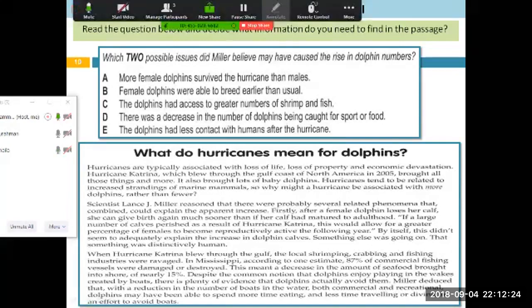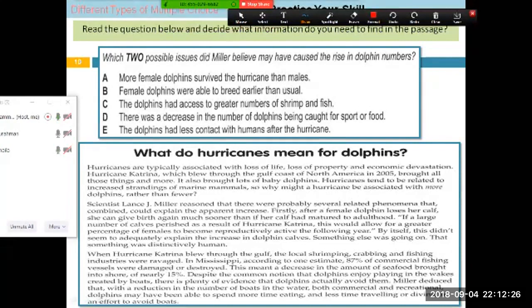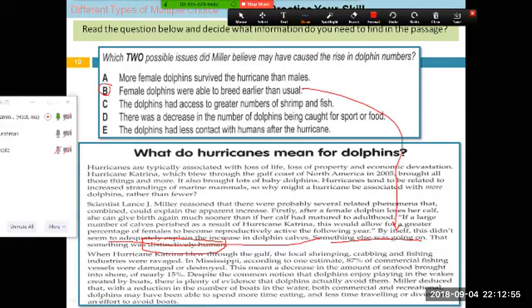It is very clearly mentioned here that by itself, this didn't seem to adequately explain the increase. Like this means the reason B. This in itself didn't seem to adequately explain the increase in dolphin calls. Something else was going on. That means another reason was there. And that something else was distinctively human. And this whole paragraph tells that they had less contact with humans.